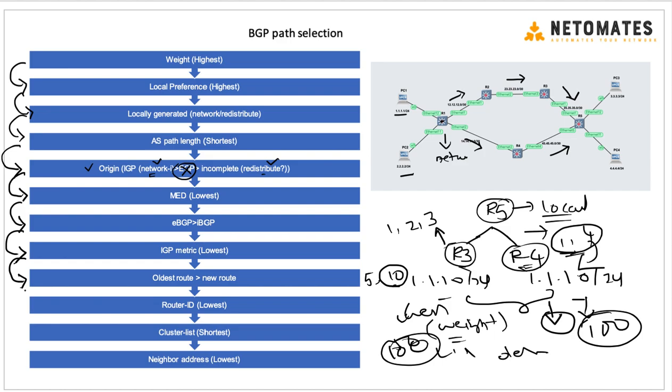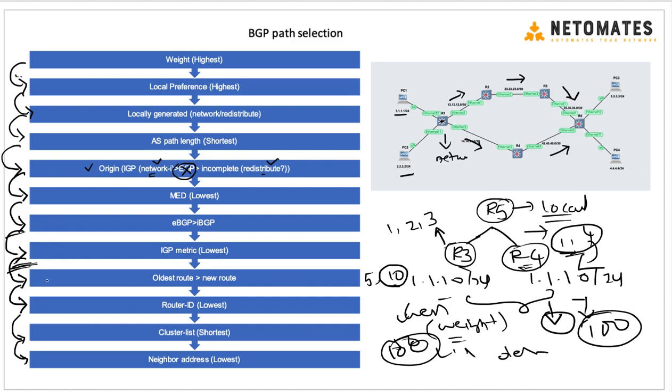But if both routes are learned at the same time, then it will check the router ID. Whichever route is advertised by the router with the lowest router ID, it will choose that one. If this is also matched, then it will check the cluster list and then the neighbor address value. But in most cases, it will end up at this part or this part only.